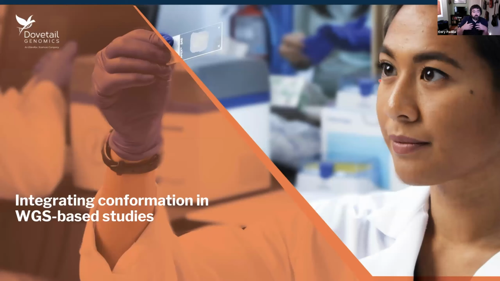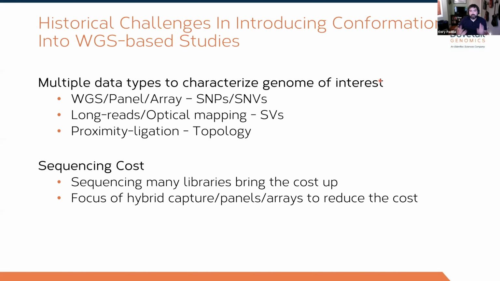Okay, so now let's talk about integrating this interactome, this 3C data, into what you might already be doing in whole genome sequence-based approaches. So let's talk about the barriers, right? Because they're real, they exist in integrating as many data types as humanly possible into these studies, right? One of the biggest barriers is having multiple data types to address these approaches. You need whole genome sequencing panel or array type data to really classify your SNPs and SNVs.